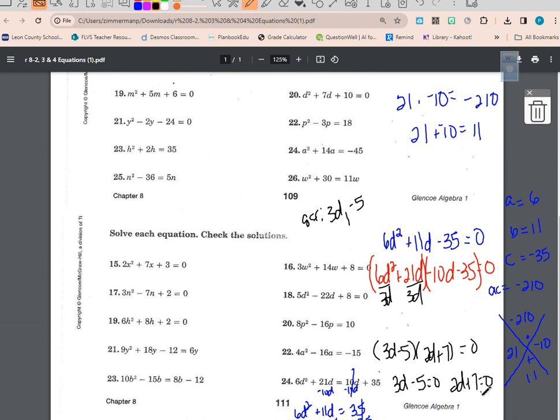2d plus 7. And you're going to solve those two equations and put them in their braces.